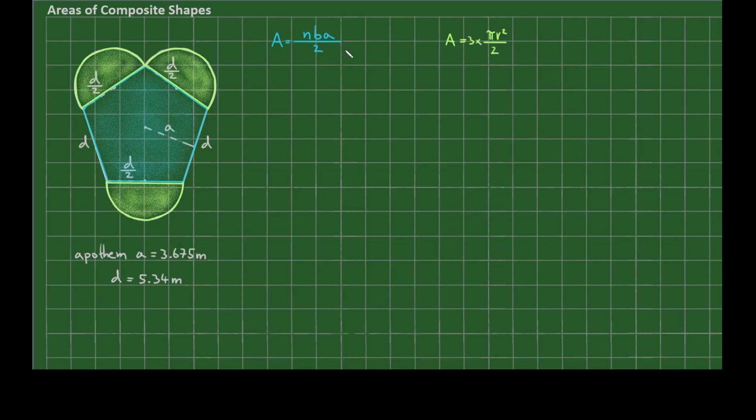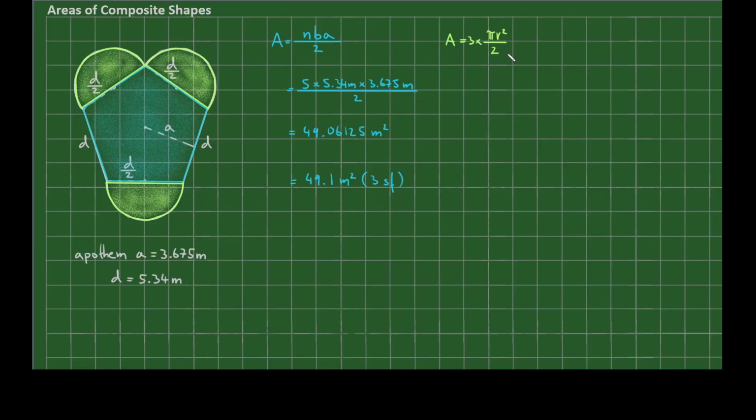And now I can substitute in for both formulas. This gives the area of the pentagon as 49.06125 square meters. I'm going to round the result to 3 significant figures, and so I will have 49.1 square meters. When it comes to the circle, I need the radius, and the radius happens to be d divided by 2. d is 5.34 meters, so the radius is half of that, 2.67 meters.